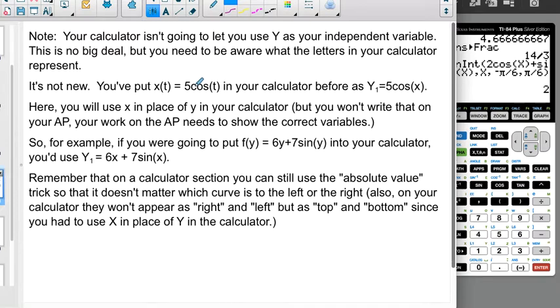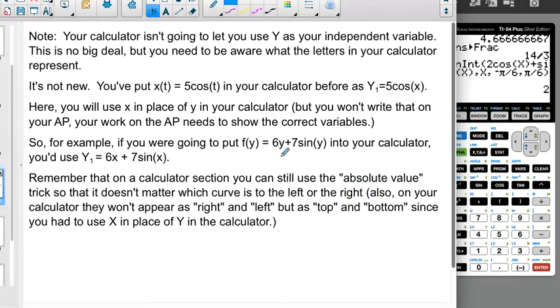The biggest issue is that people tend to get confused if you're not paying attention. So you just have to remember that even though you're putting it in as a y or as an x in your calculator, it actually represents y. So on the calculator sections, you can still use that absolute value trick that we've seen where it doesn't matter which curve is to the left or right.